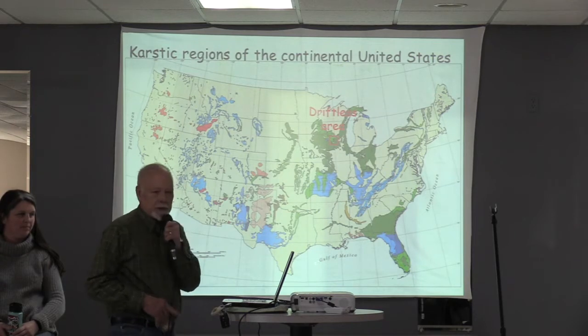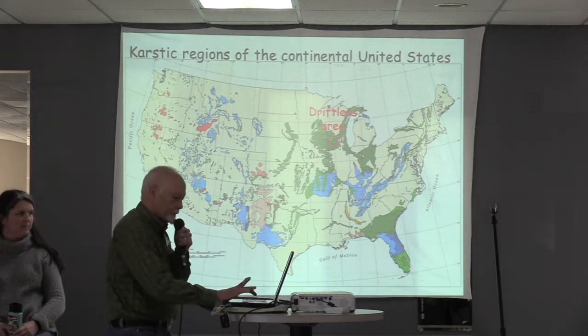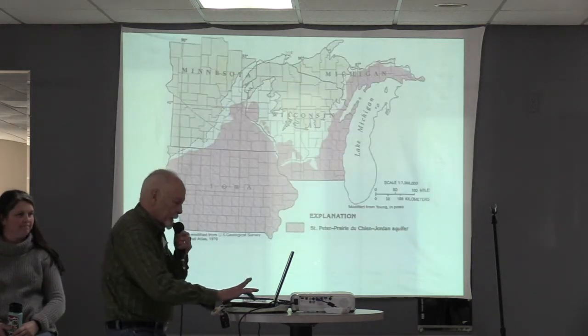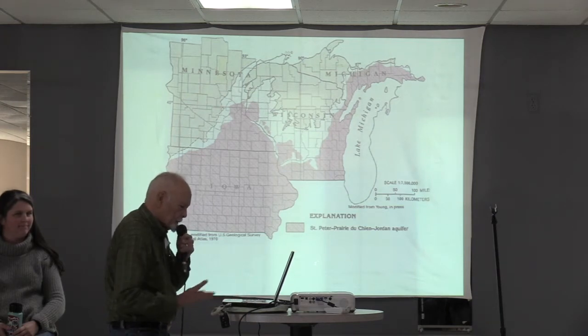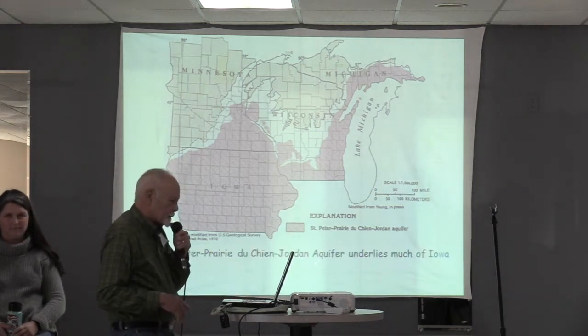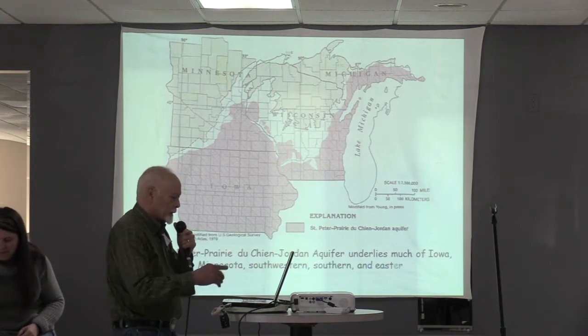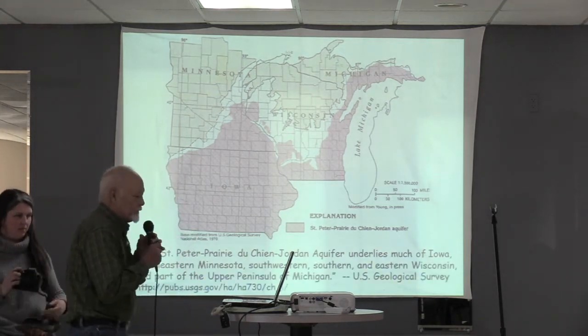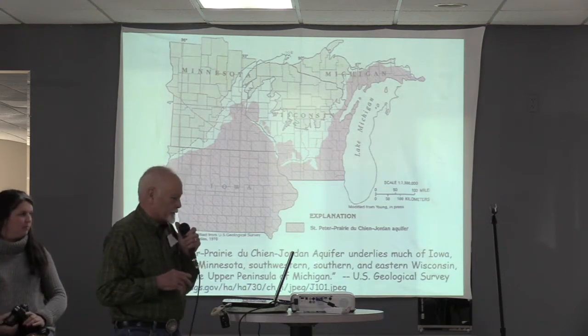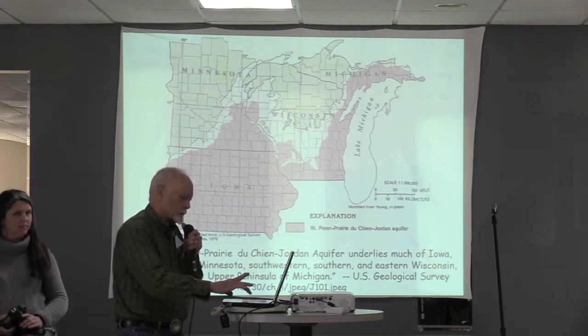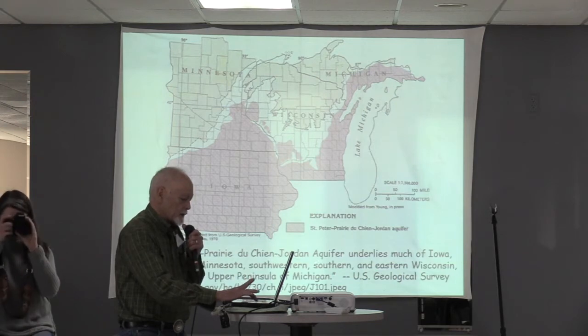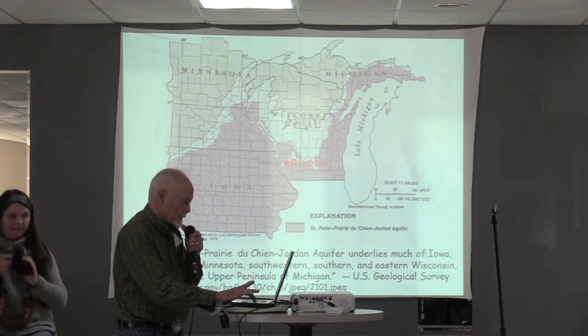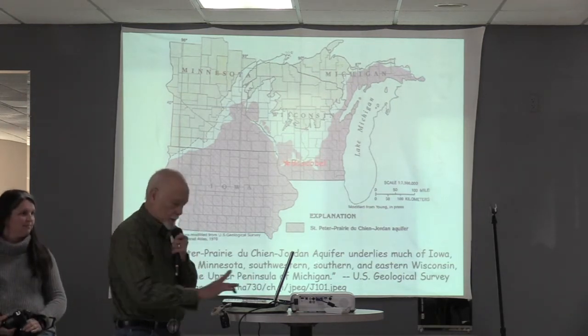Here's the Driftless area. You can see it's entirely a karstic area. Basically, what this is saying is that all of the Driftless area of Wisconsin is karstic. Here's Boscobel, in case you feel lost.